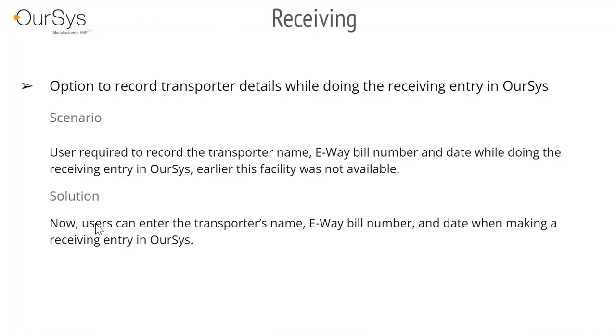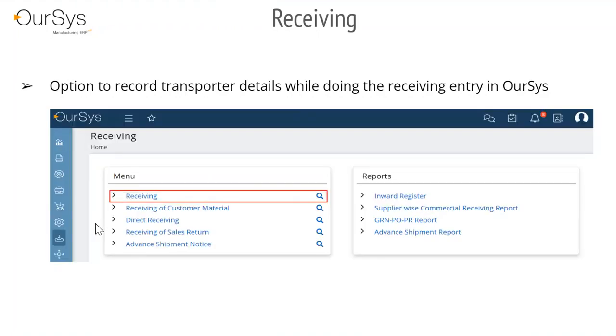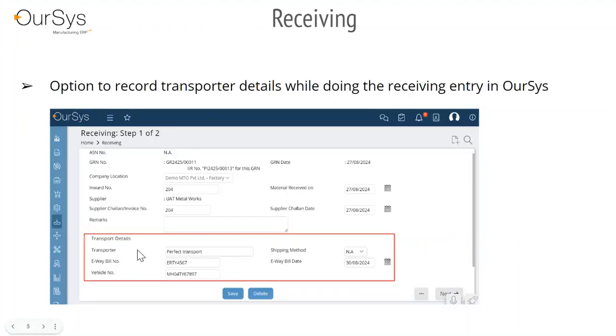So in the receiving module, there is a link called receiving, where while making a receiving entry, GRN entry, an additional field would be available to the user. They can enter their transporter detail as well as their e-bill number detail.